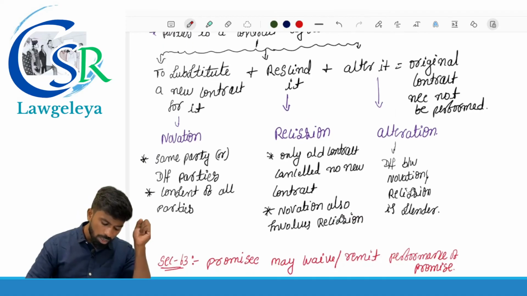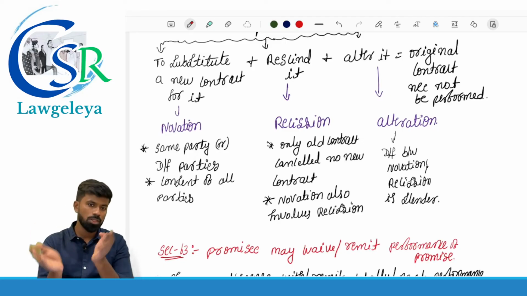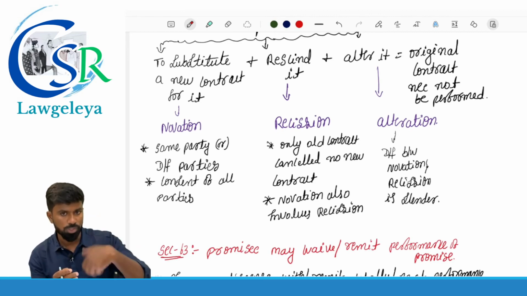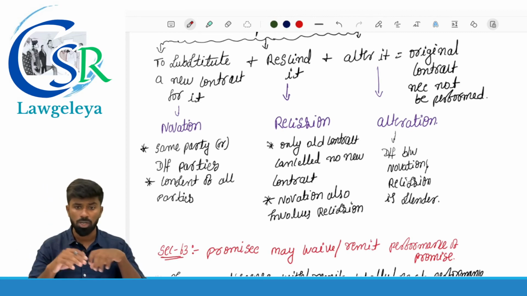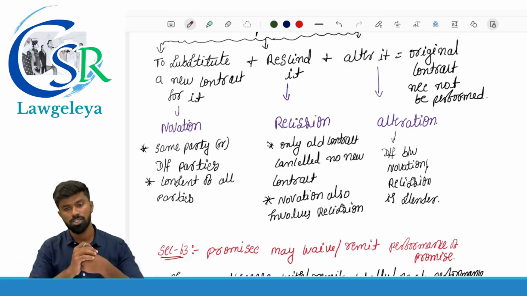So when they agree to substitute a new contract for it, it is called as what? Novation. And novation can happen between the same parties or different parties, but however, consent of all parties is required. Rescission means what? Cancellation. When they agree to cancel it, what happens? The contract comes to an end. The major difference between novation and rescission is, in case of novation, a new contract comes into existence, whereas in rescission, there is no new contract. But novation also involves rescission, cancellation.